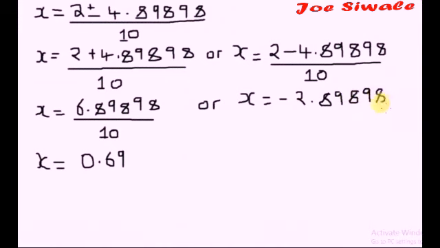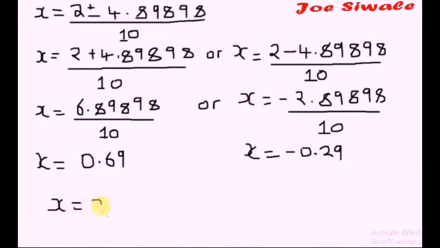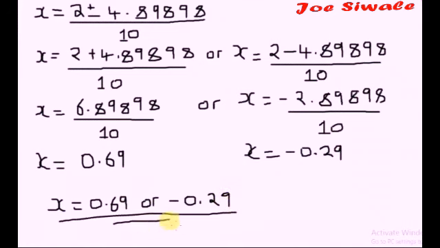So x equals 2 minus 4.89898, that's negative 2.89898, divided by 10, and negative 2.89898 divided by 10 is negative 0.29. So my 2 answers are x equals 0.69 or x equals negative 0.29.